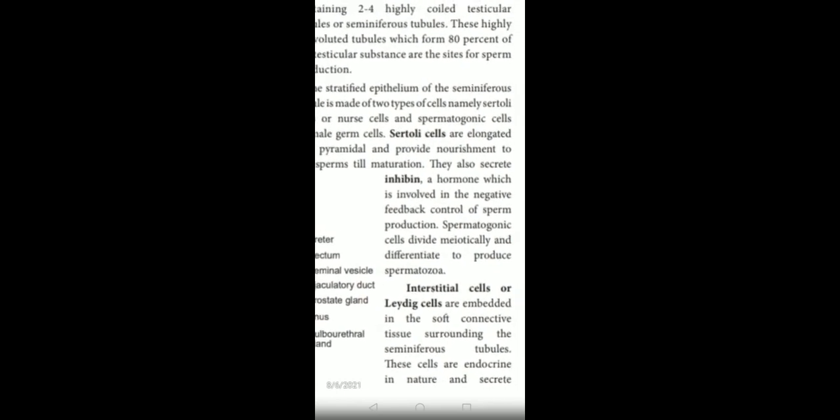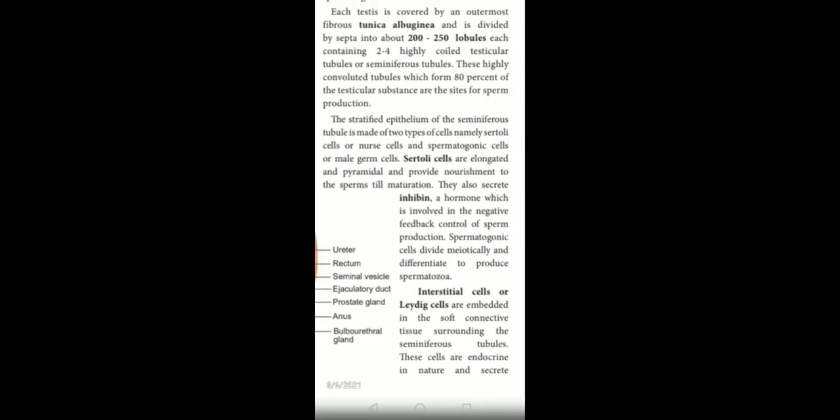The Sertoli cells are also called nurse cells. Underline that. And spermatogonia are also called male germ cells. Now we'll see the functions of the two types of cells. First, Sertoli cells. The Sertoli cells are elongated and pyramid-like in structure, and they provide nourishment to the sperms till maturation.